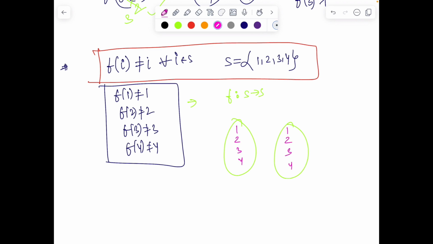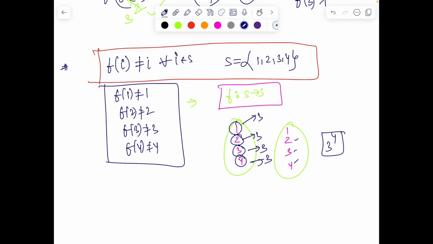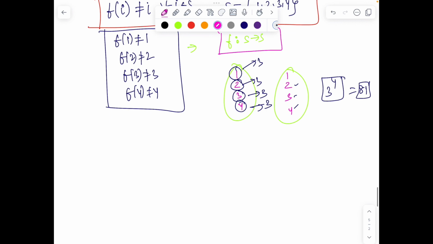So the first part is very easy, because if you have 1, 2, 3, 4 mapping to 1, 2, 3, 4, I have not mentioned whether the function is 1-1 or anything about that, right? So that makes the problem easy, because 1 cannot go to 1. So how many choices are there for 1? We'll have 3 possibilities. Similarly for 2, it can't go to 2, so 3 possibilities. 3 cannot go to 3, 3 possibilities. 4 cannot go to 4, so 3 possibilities. So 3 to the power 4 is the answer.